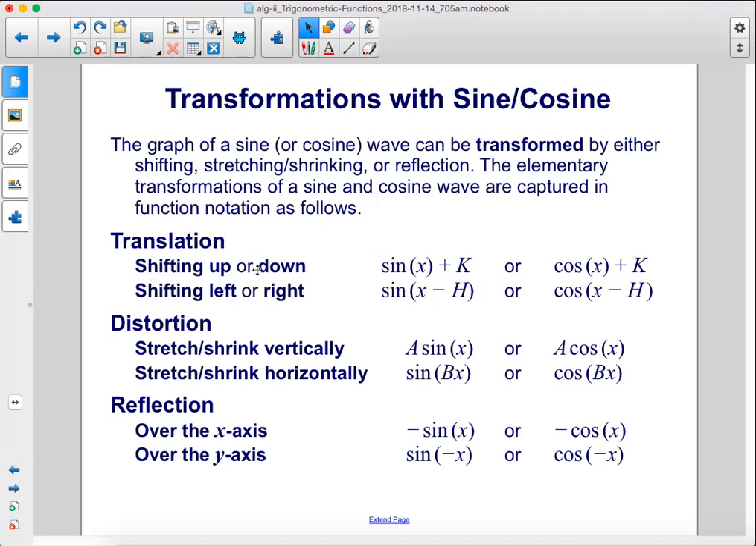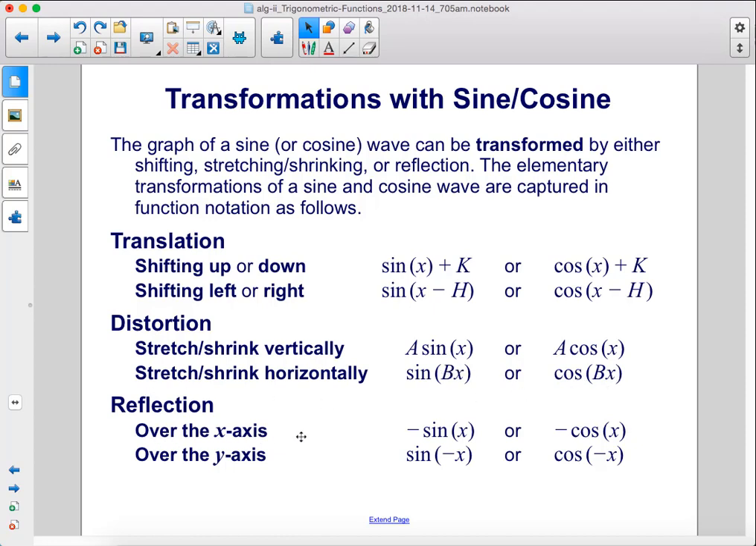Translation. Shifting up or down is going to be plus k: sine x plus k, or cosine x plus k. Shifting left or right will have a minus h in the parentheses. Distortion. Stretching or shrinking vertically will be a constant out front multiplied to the function. Stretching or shrinking horizontally will be a constant that's inside multiplied to x.